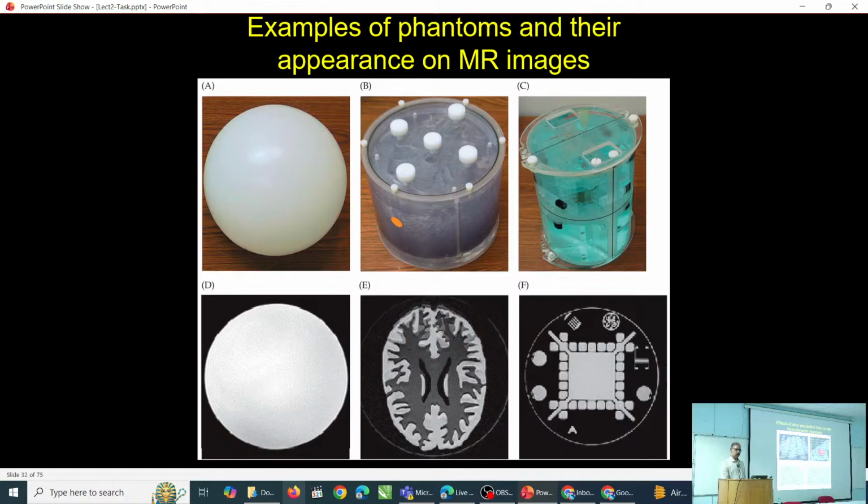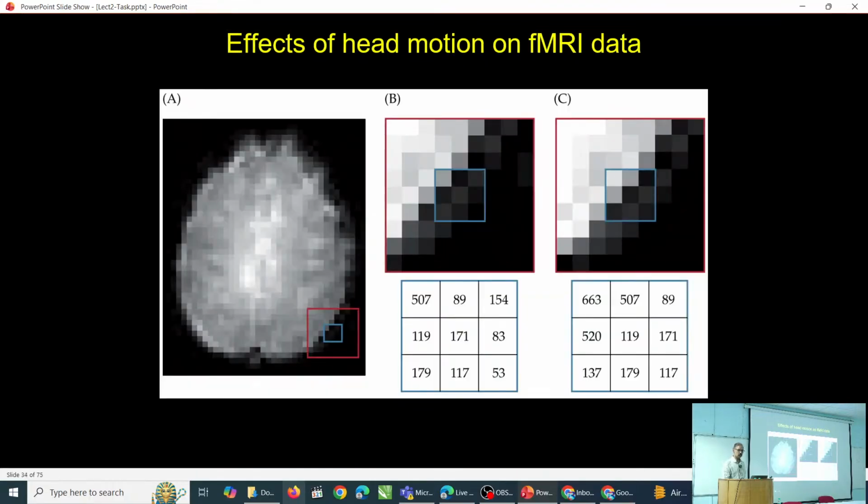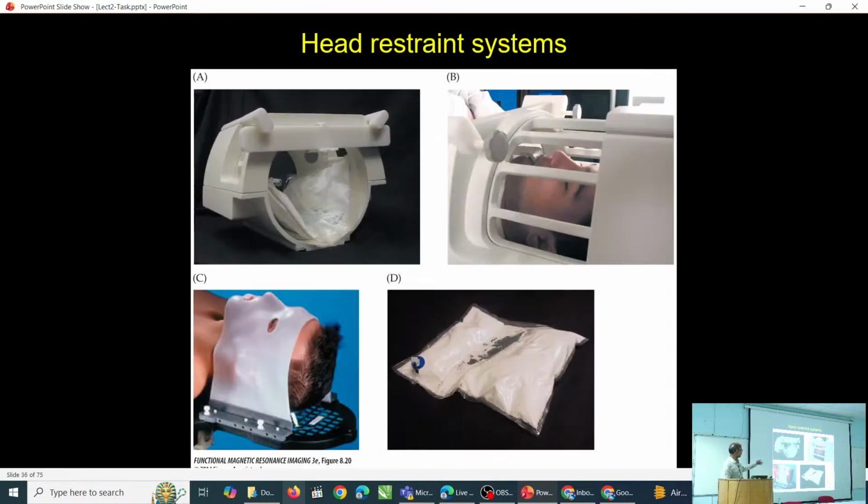Right. I think this is it. Yeah. So these are okay. Sorry, I had it, but I didn't. So these are different ways.